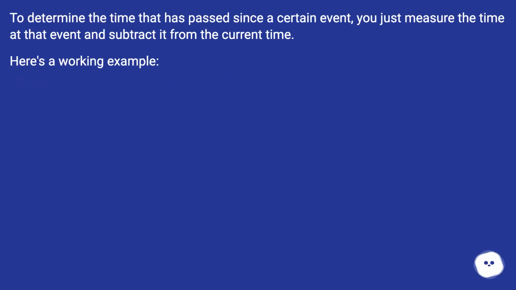To determine the time that has passed since a certain event, you just measure the time at that event and subtract it from the current time. Here's a working example.